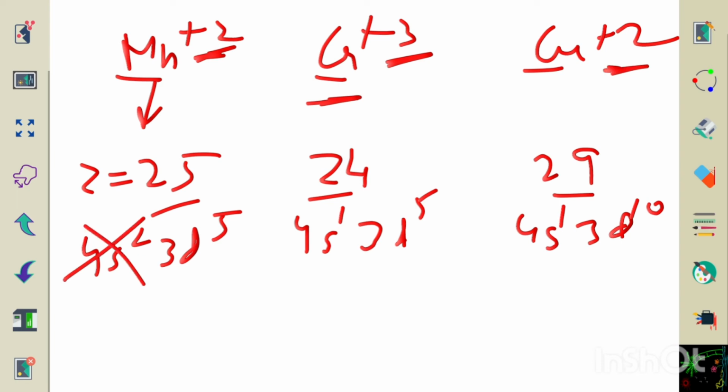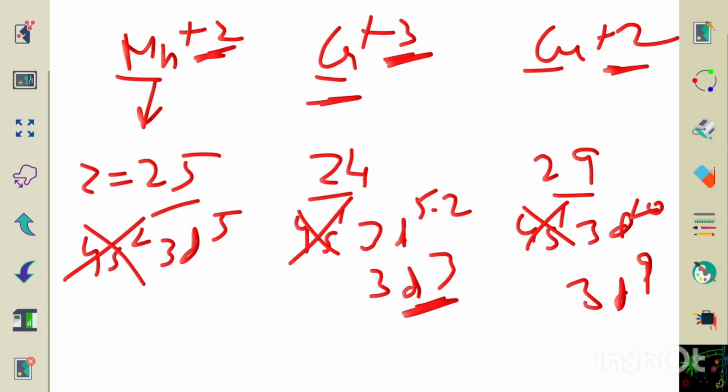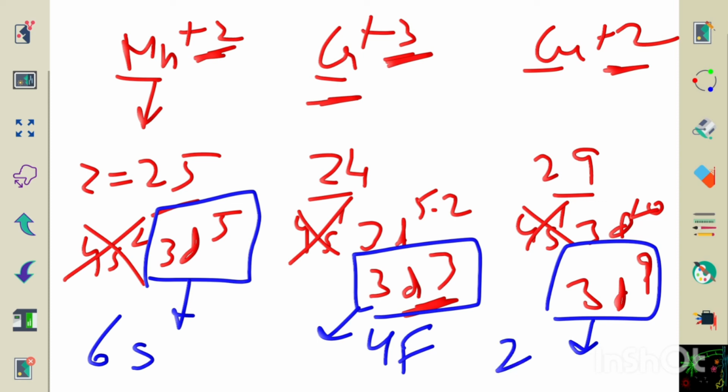So 2 electrons will go from here; for chromium 3 electrons, 1 from here, 2 from here, so it will become 3d3, and for copper 2 electrons, 1 from here, 1 from here, so it will be 3d9. So now you know that these belong to d5, d3 and d9. So from the trick, directly write for d5, I told you 6S. For d3, what I told was 4F. Just remember that one, write it in your notebook parallelly. And for d9 it was 2D, right?